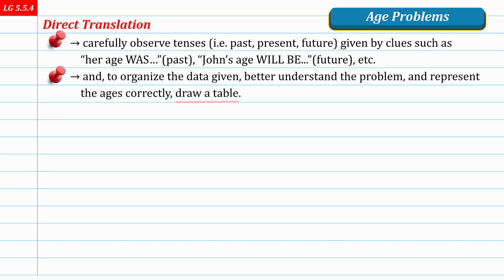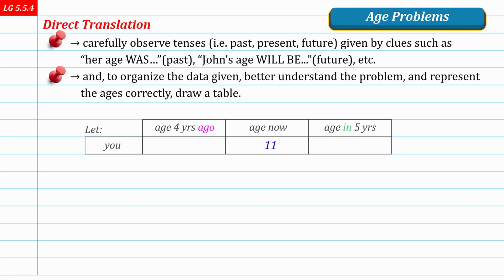This is the best way to organize the data, understand the relationship between the ages, and ensure you represent everything correctly. Now, let's look at a simple example. Kunwari, your age now is 11 years old. So, if I ask you, what was your age 4 years ago? Of course, it's so easy. The answer is 7. Now, how did you arrive at 7? Your age now is 11. You subtract 4, therefore, you get 7. Remember that kapag hinahanap ang age in the past, you subtract from your age now.